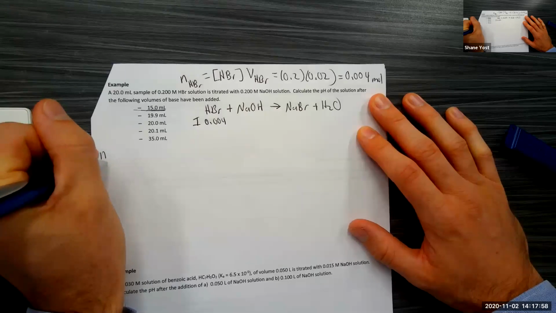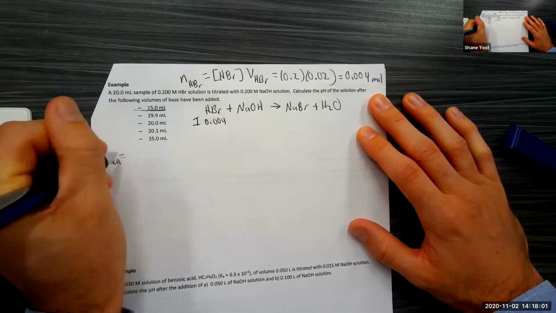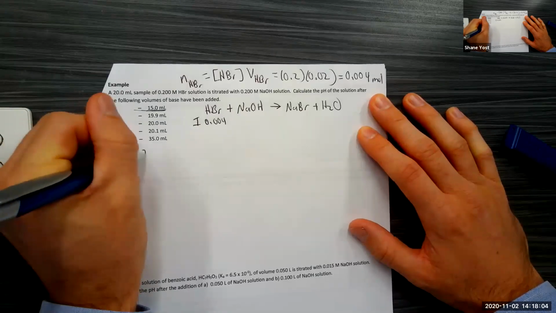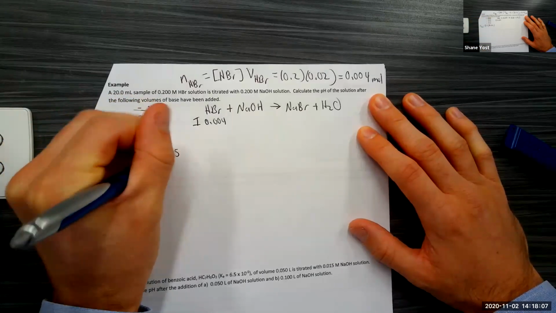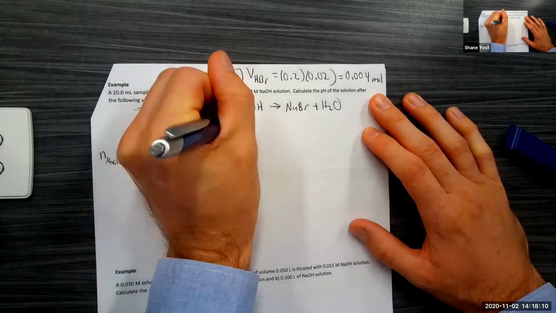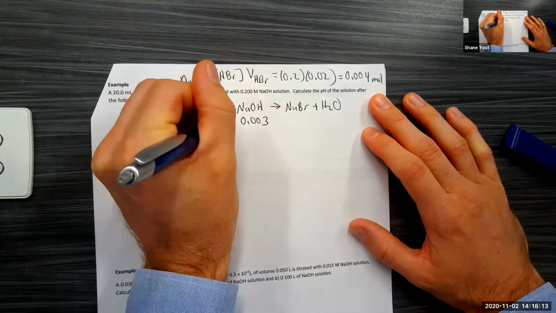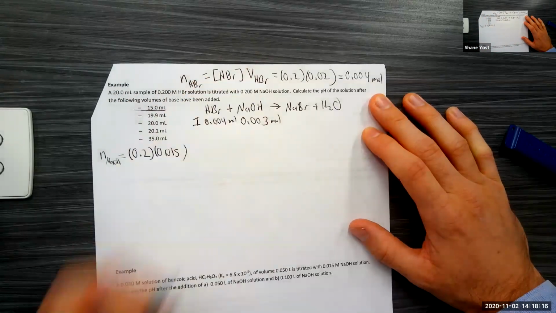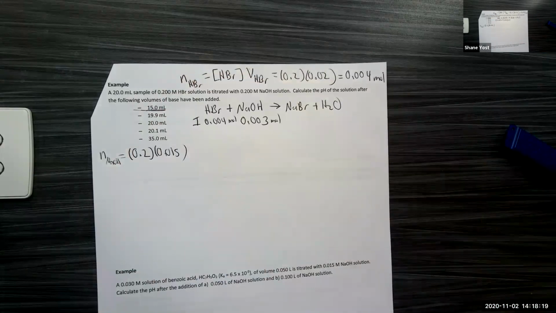Getting the number of moles of my strong base NaOH is just the concentration times the volume. The concentration is 0.2, the volume is 0.015, so this number of moles is 0.003 moles of NaOH. Right now I'm just looking at 15 milliliters of NaOH being added, so I used 15 milliliters times its concentration to get the number of moles. Questions so far as to what we're doing, how we did it?